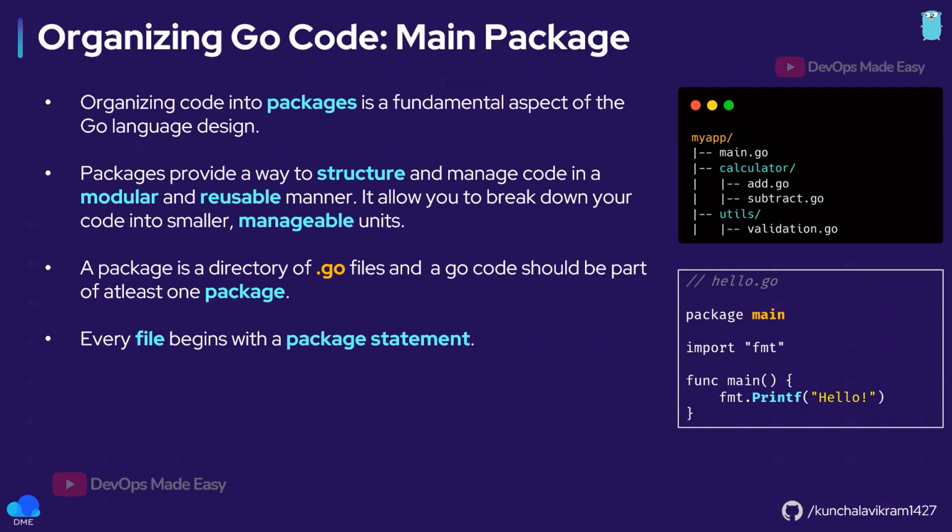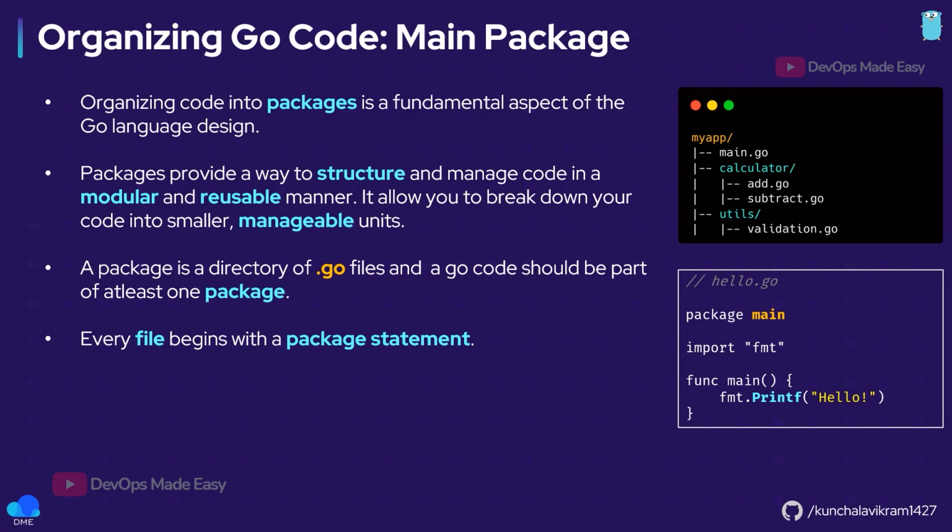Go packages. So basically, you should organize your Go code into packages, and packages are a fundamental aspect of Go language design. This package provides a way to structure and manage your Go code in a modular and reusable manner. For example, in the previous video, we talked about the use of package main. The package main is basically used if you want to create executables in Go. Let's say I'm not creating any executable, I'm just creating a package. That serves as a dependency for other Go programs.